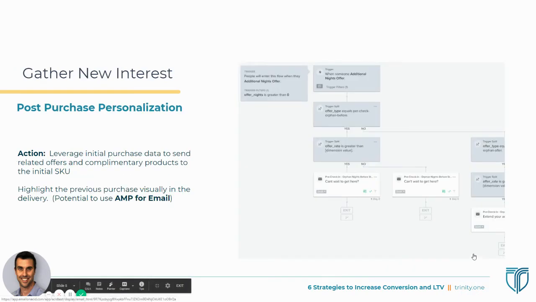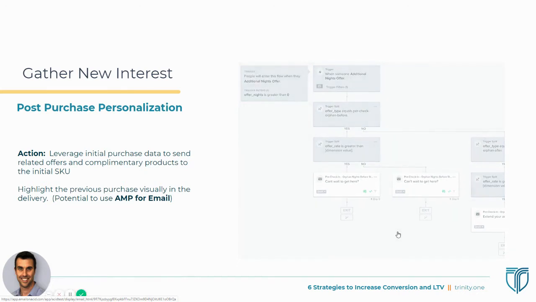The next strategy is what I'll call post-purchase personalization. And here you want to leverage your initial data to send related offers and complementary products to the initial SKU. And again, this is just showing the flow that was broken down.